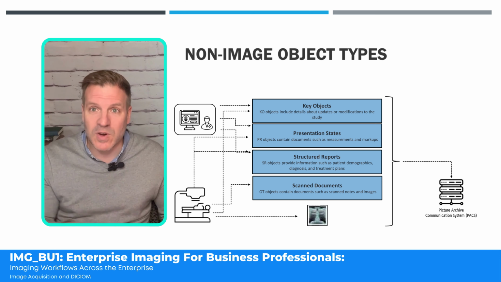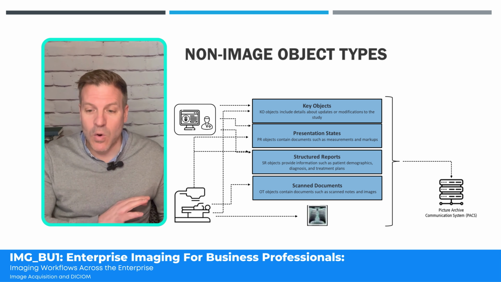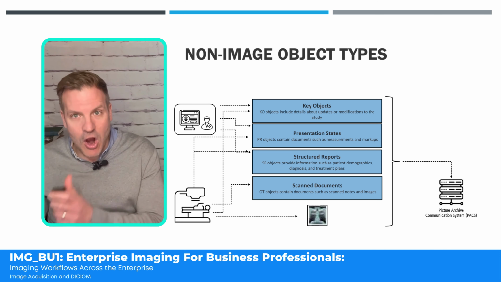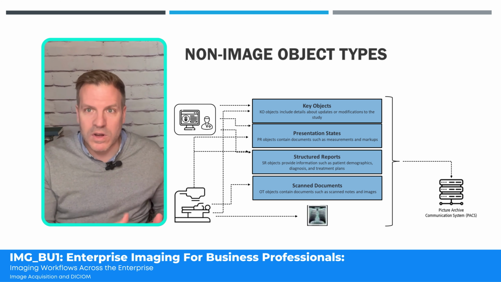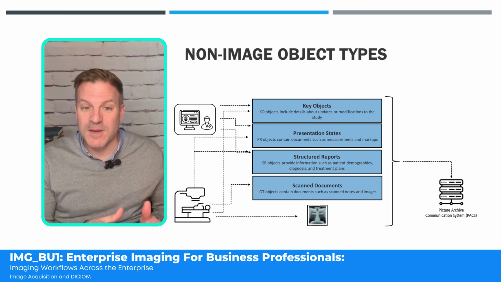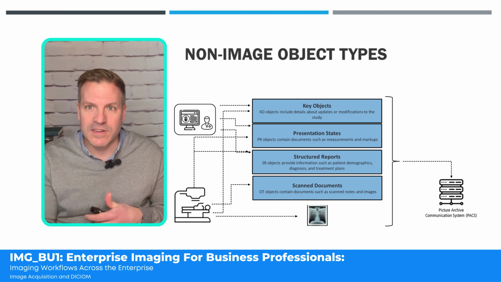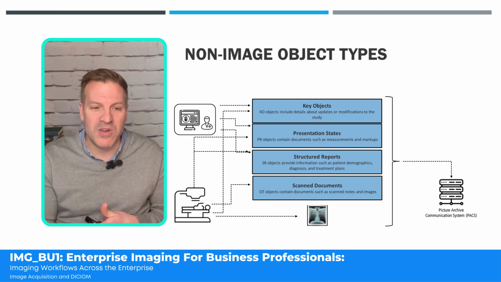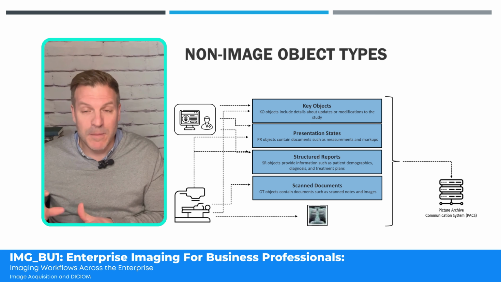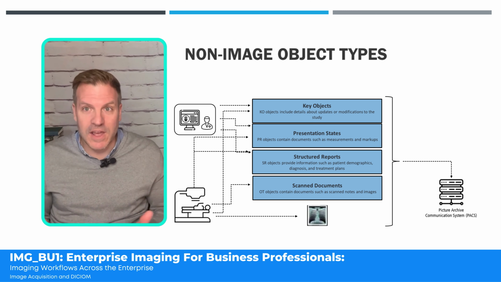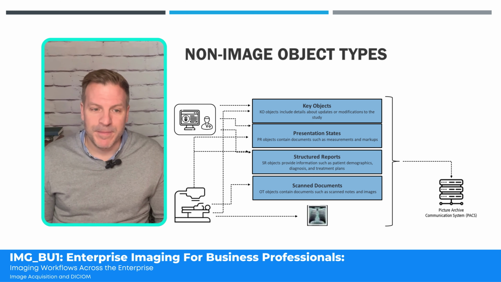And when we are capturing these, they are all going to hopefully end up getting archived successfully to the PACS, and we want to make sure these are important document items that are going to inform and potentially modify how the image is displayed. It's important that these non-image object types are archived and fully available as part of the study.